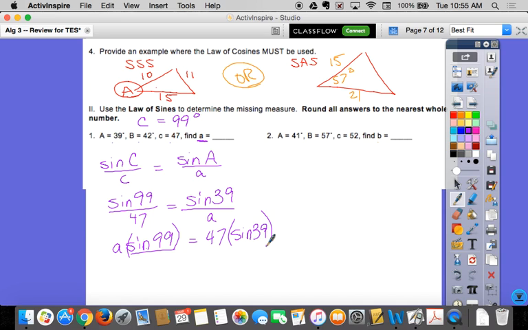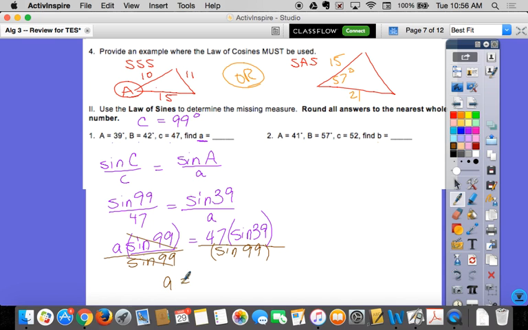So if it helps you, wrap that up in your parentheses, because I know some of you messed up on your quiz. When you got to this part, you didn't divide by sine of 99, you divided by 99. Makes a huge difference. So make sure that you actually divide by sine 99. It makes all the difference in the world.